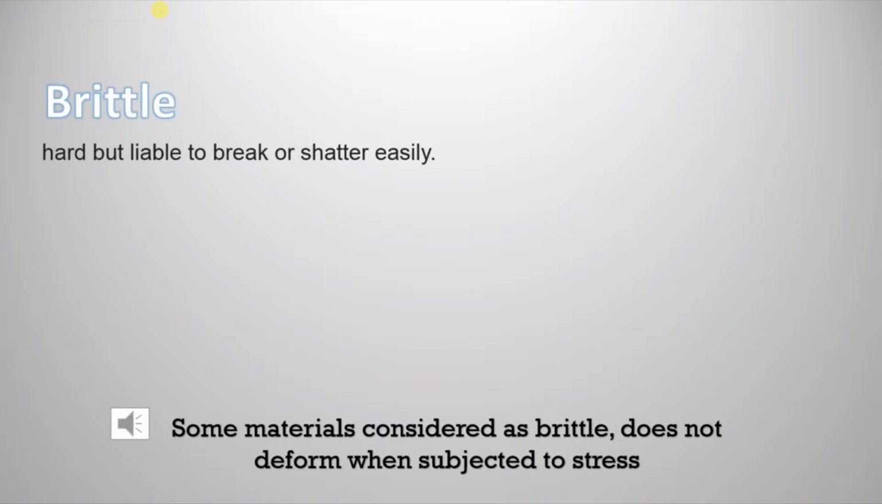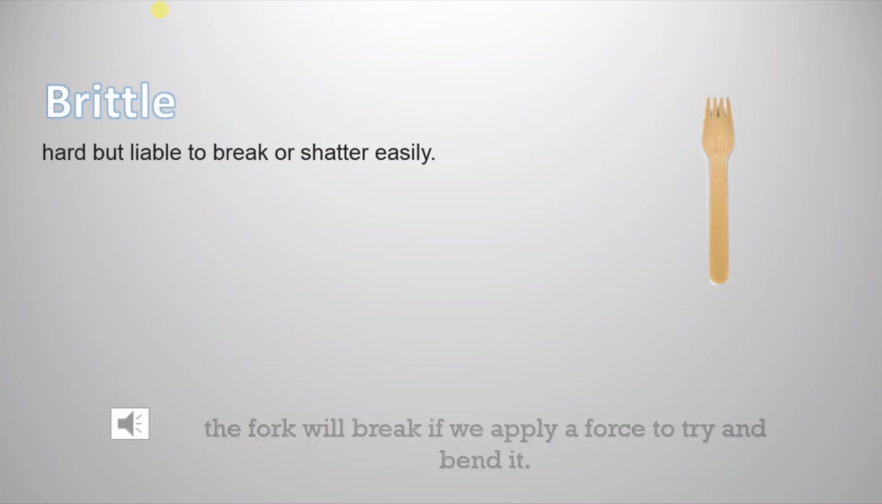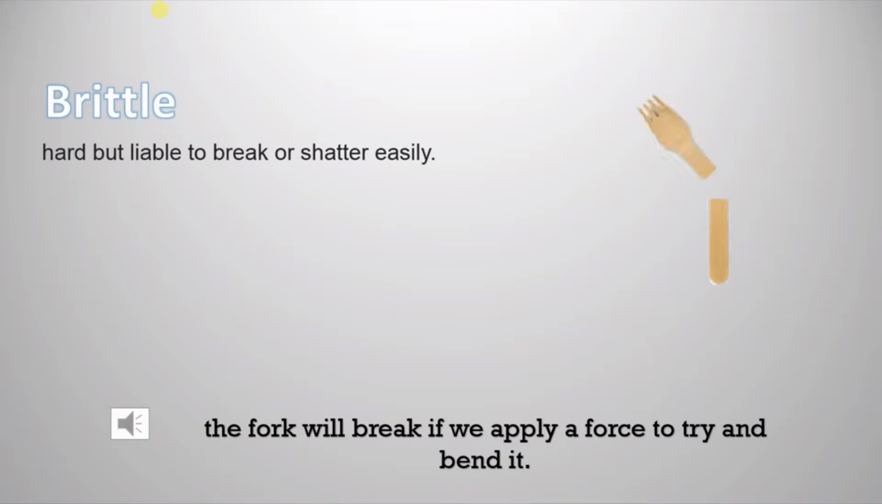Some materials considered as brittle do not deform when subjected to stress. So if the fork is made up of wood, the fork will break if we apply a force to try and bend it.